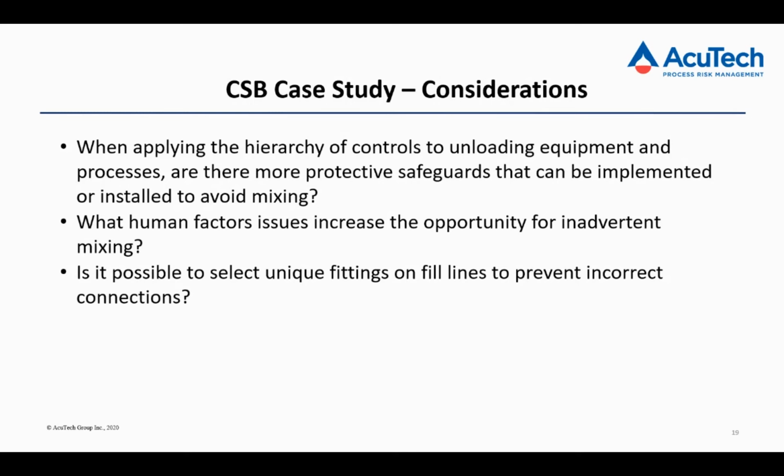Could unique fittings on the lines have helped? In some plants, you see maybe for air and nitrogen, different types of hose connections are used just to make sure that you don't inadvertently hook up air to a nitrogen line and mess up your inerting system, or nitrogen into an air line that might be used for breathing air. But you can do that with other types of materials in your plant as well.